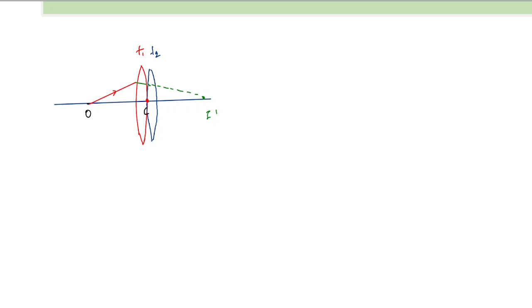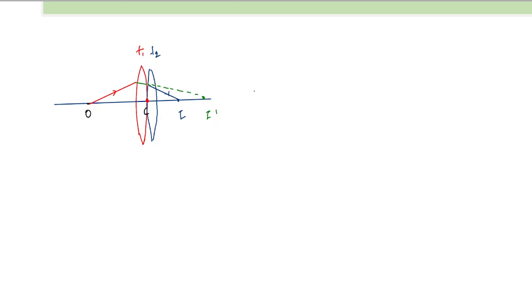Therefore, the image is formed not at I dash but somewhere before I dash, and we call this point as point I. So for the entire system, for the two lenses, O is the object and I is the image. I dash would have been the image if the lens f2 was not there.